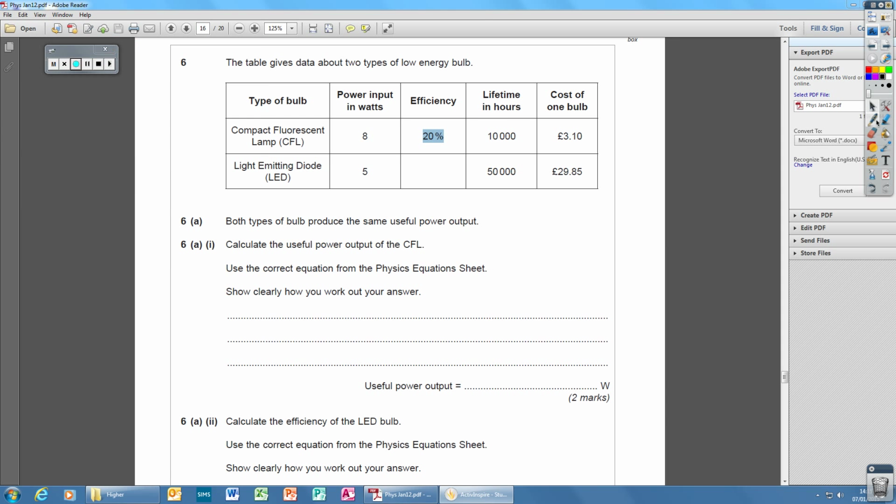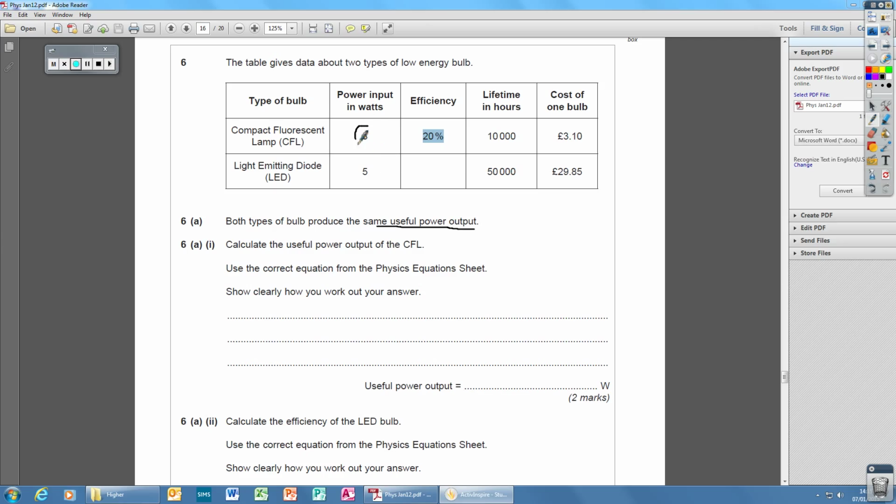Okay, let's have a look at this question. So, we've got some data here about compact fluorescent lamps and light emitting diodes, both of which could be used to light a house, say. So, let's go through the question and see what we've got. Both bulbs produce the same useful power output. Okay, fair enough. Calculate the useful output of the CFL.